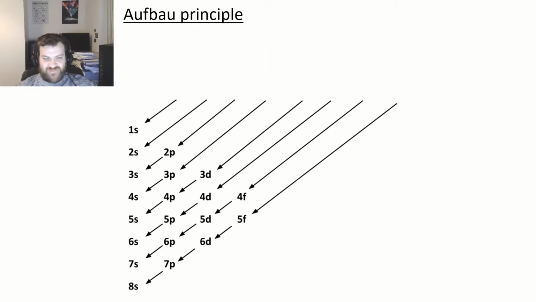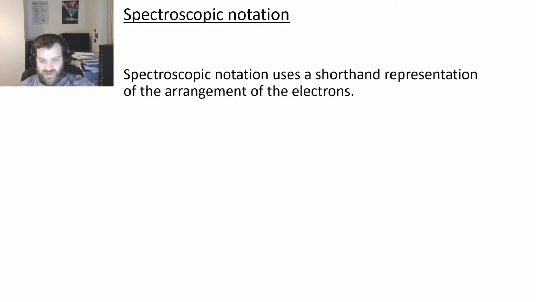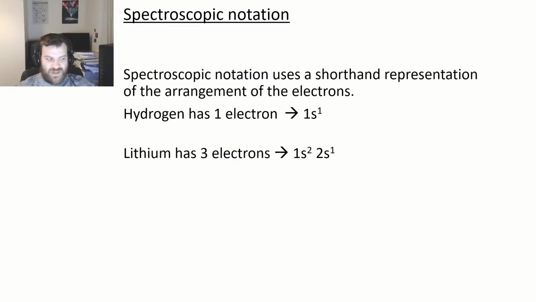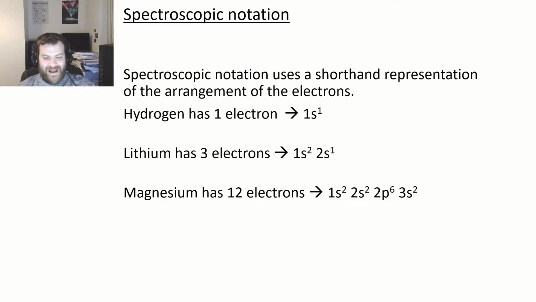Start off with a reminder of the Aufbau Principle, which gives us the order in which orbitals will be filled. When we're doing our spectroscopic notation, this uses a shorthand to represent the arrangement of electrons. Hydrogen has 1 electron, so it's represented as 1s1. Lithium has 3, which is represented by 1s2, 2s1. And magnesium has 12 electrons, so it'd be 1s2, 2s2, 2p6, 3s2.